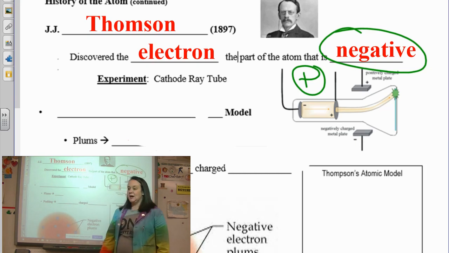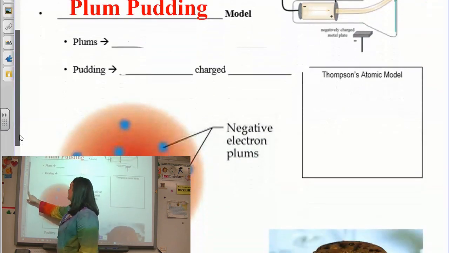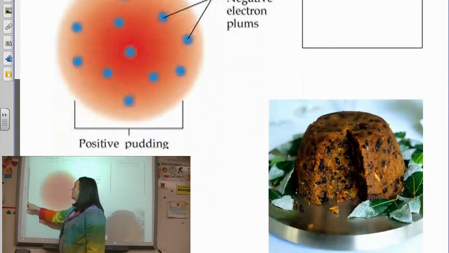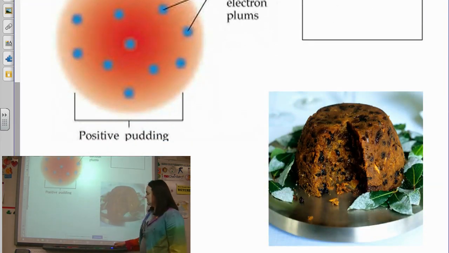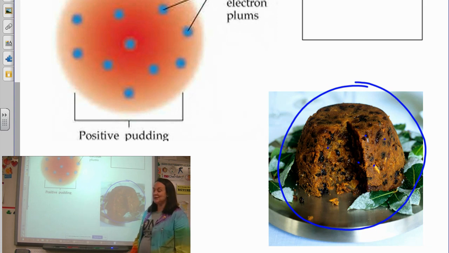So what he decided was he came up with the plum pudding model. And if you've never heard of plum pudding, I had not myself. Plum pudding is actually a dessert that was very popular at that time, where it's kind of like a cake and then it has little plums in it. So apparently that inspired him to think that that's what an atom would look like. He thought that the cake itself was positive mush and that the little plums in it were the negative energy.